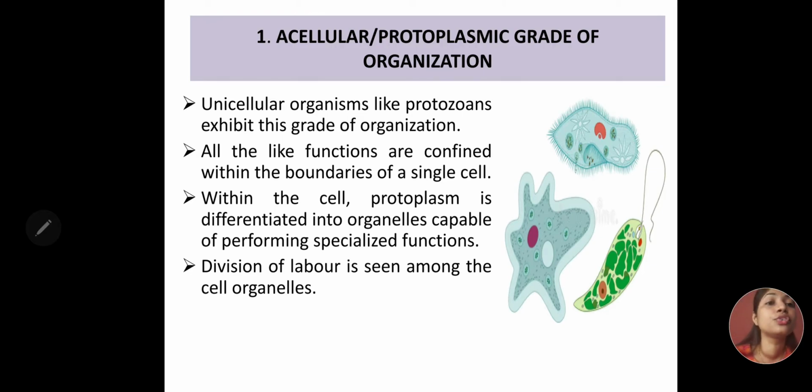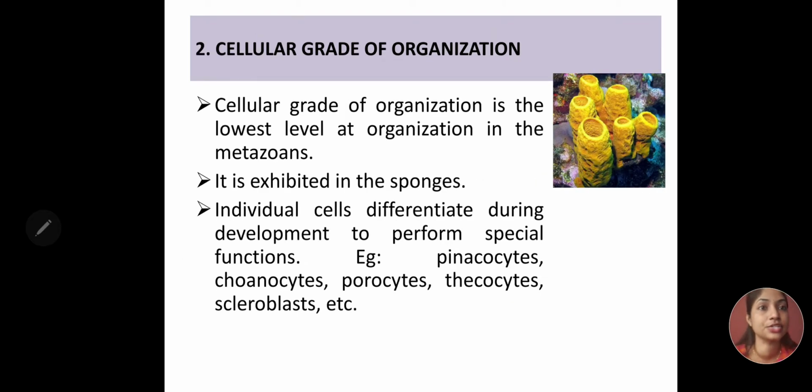Here also the division of labor can be seen. In the image you can see amoeba, euglena and paramecium, which are examples for acellular or the protoplasmic grade of organization.